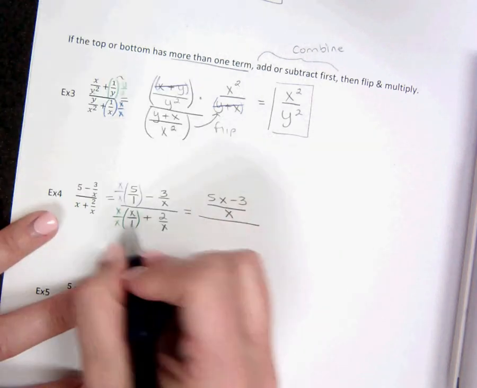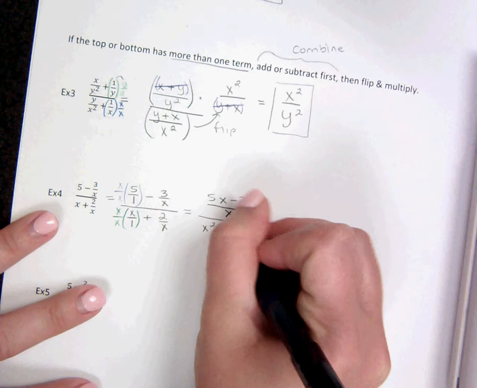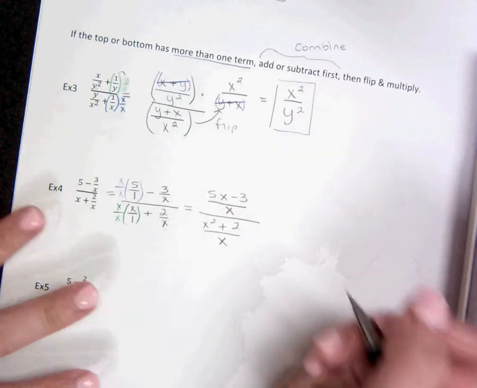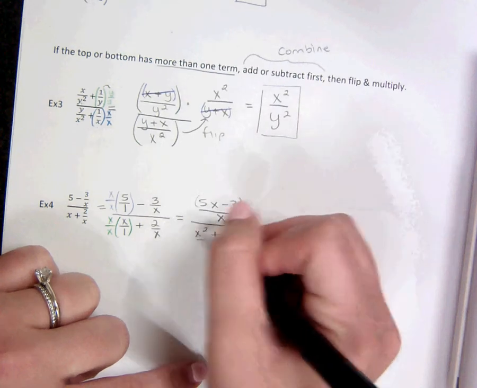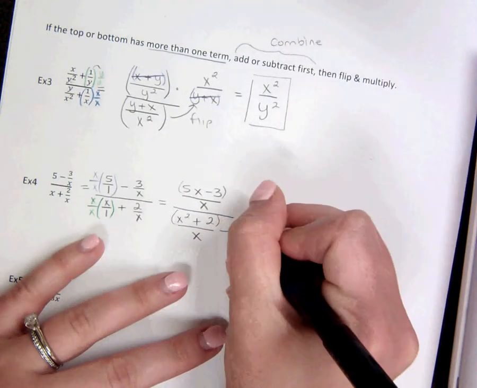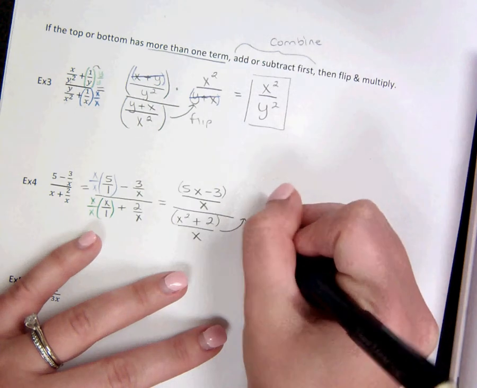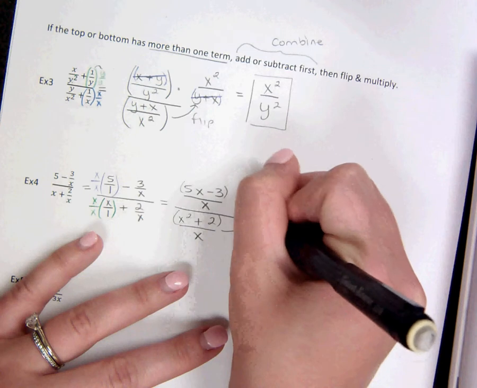That's going to give us x times x, which is x squared plus 2 over the common denominator x. When you have binomials, it helps to put parentheses, like I always say that no matter what you're working on, so that when you flip, it's a little easier to see. So now you have x over (x squared plus 2).